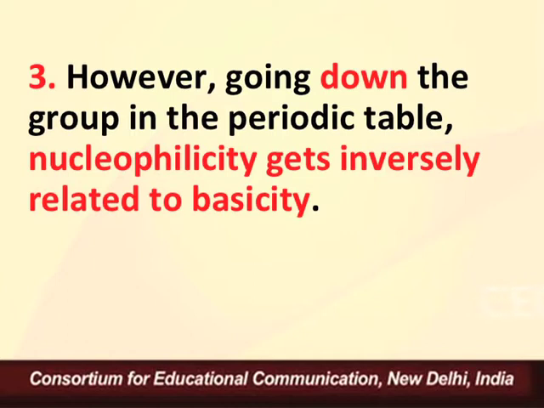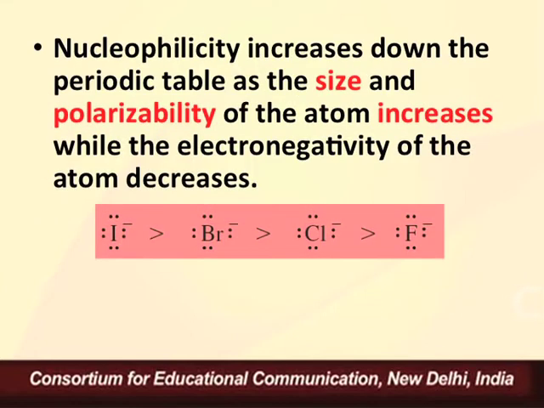Now, however, when we go down the group, nucleophilicity gets inversely related to basicity. Nucleophilicity increases down the periodic table as the size and the polarizability of atoms increase, while the electronegativity of the atom decreases. As a result of which, if we look into the halogen family, then what we find is that iodide is the best nucleophile, followed by bromide, chloride, and fluoride is least nucleophilic in nature.